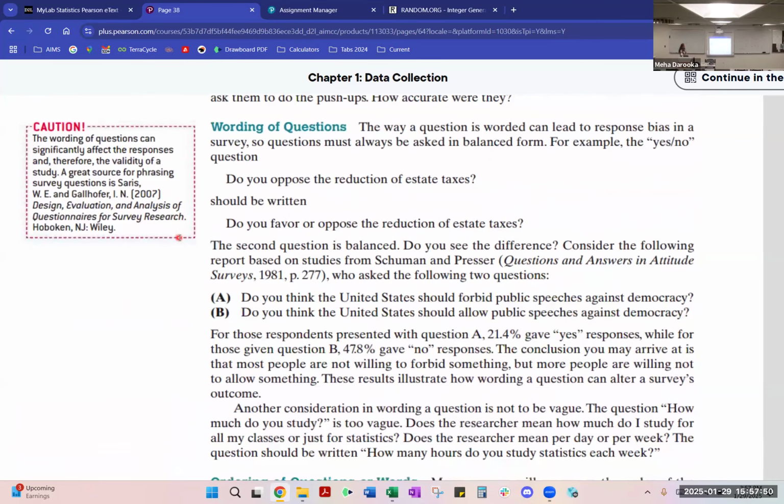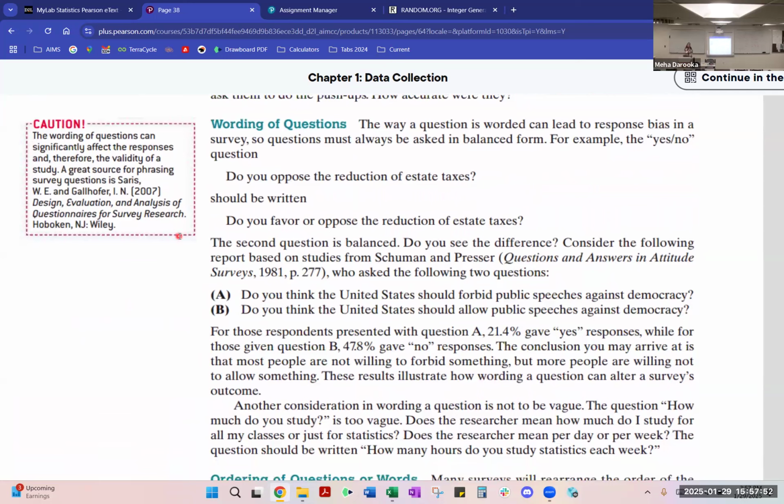Now, here's the other one, guys. The wording of questions can matter. If we are the ones creating the survey, maybe we want the response to go one way or the other, depending on the point we're trying to prove. So wording the question can carry a subtext where you are already creating a bias. Here you can see: do you oppose the reduction of estate taxes? Versus, do you favor or oppose the reduction of estate taxes?